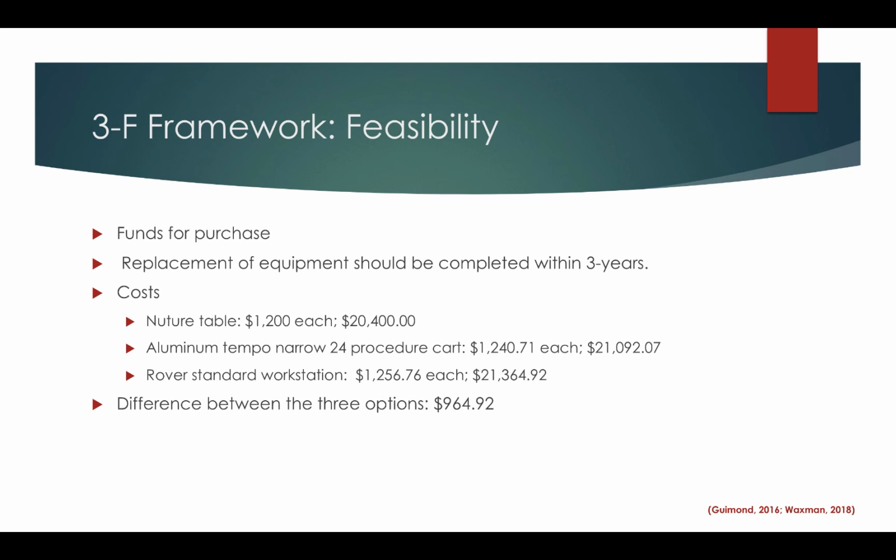The Rover Standard Workstation. This cart includes the features of both the other options. This cart has the lockable casters for portability, adjustable work surface, and 4 drawers. This cart is $1,256.76 each. Again, this is the requested equipment, and the cost would be $21,364.92. The difference between these three options is $964.92 for the total project.